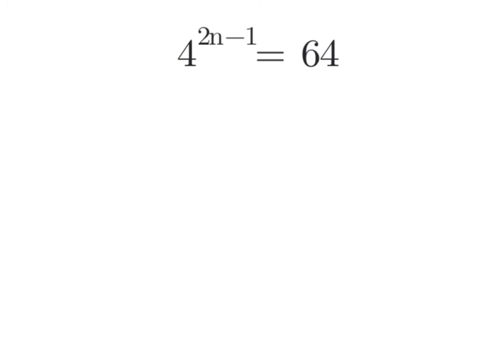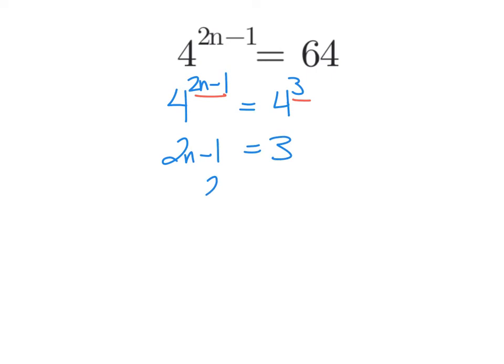Here we have 4 to the 2n minus 1 is equal to 64. All right, 64 is a power of 4. So we could rewrite that as being 4 to the third. Now that our two bases are the same, that means that their two powers have to be equal to each other. So 2n minus 1 is equal to 3. And finish like you normally would. Add 1 to both sides, divide both sides by 2, and we get n is equal to 2.